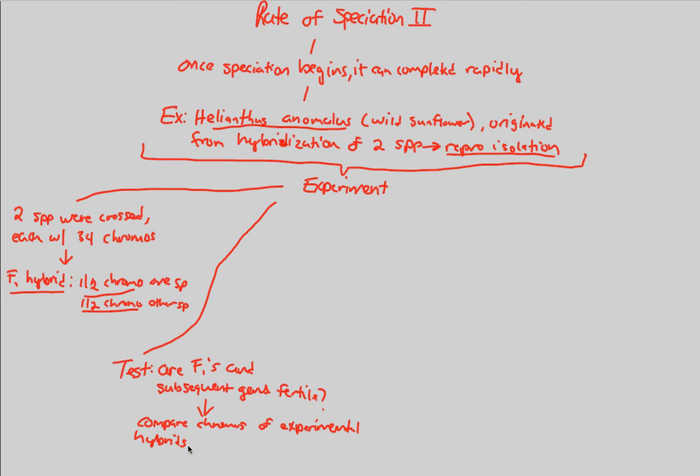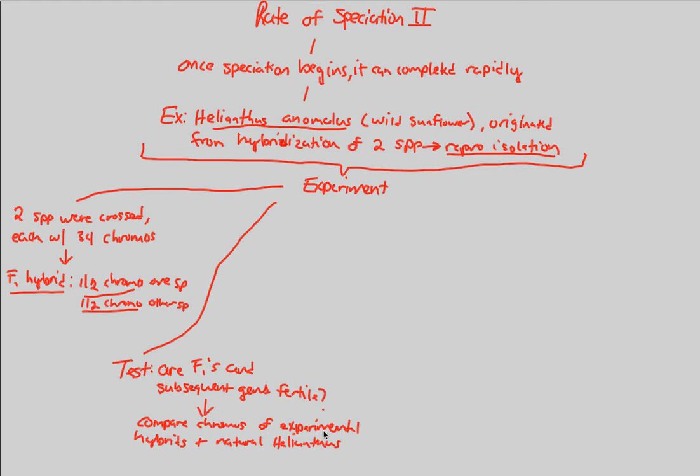So we compare the chromosomes of experimental hybrids plus the chromosomes present in the natural Helianthus species that we're looking at, and we're going to compare and contrast these. And this is going to be done by creating what we call species-specific genetic markers.